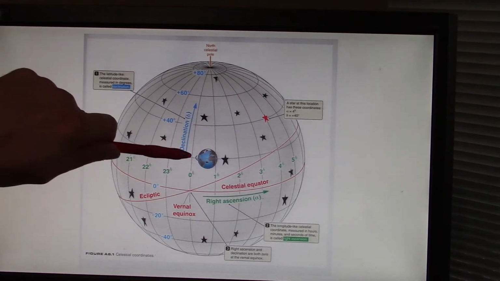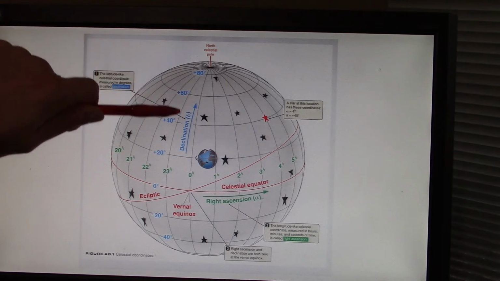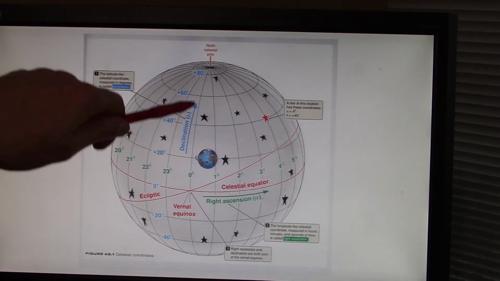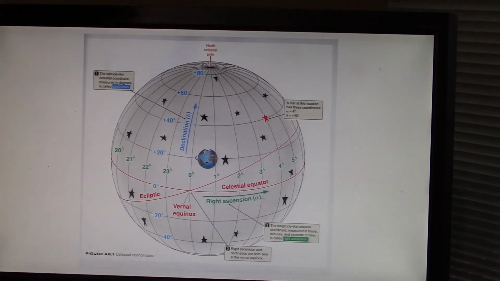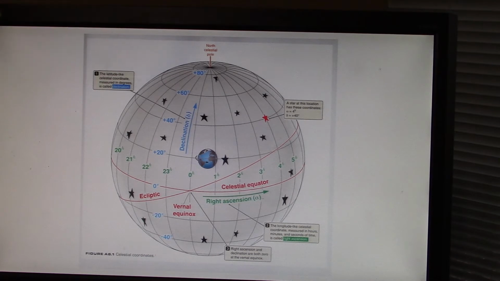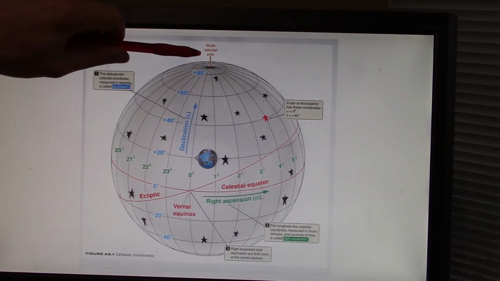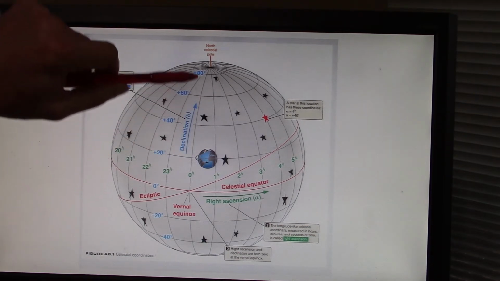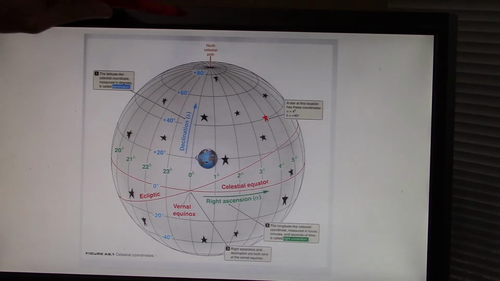So we know that Earth has a North Pole, for instance, right? Well, if you take the North Pole and you extend it out into space, it's now called the North Celestial Pole. And all this is in your book, right? You're going to see all this in your book again. So it's called the North Celestial Pole. Guess what? Test question. So if you take Earth's North Pole and extend it all the way out into space, it's called the North Celestial Pole.